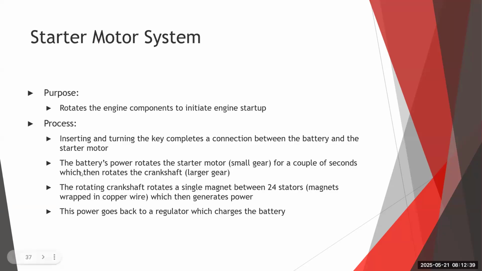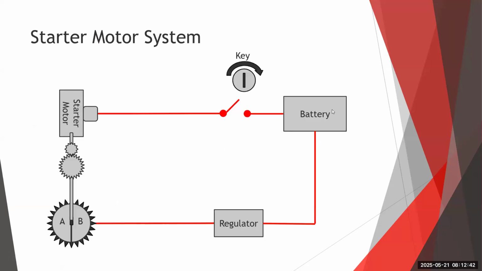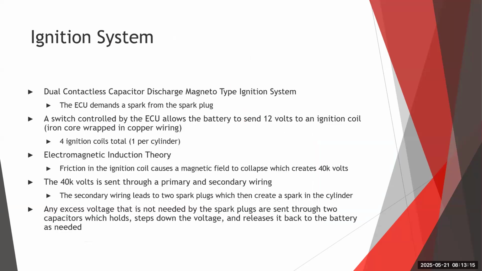Starter motor, I'll just show this. We have our battery, we turn the key, it completes the connection and sends power to the starter motor, which turns some gears and turns the crankshaft, which spins that single magnet. That then creates power. If you open this up in PowerPoint, it'll actually be a motion. This is Google Slides, so it's not doing it. The power goes through a regulator and sends power back to the battery.